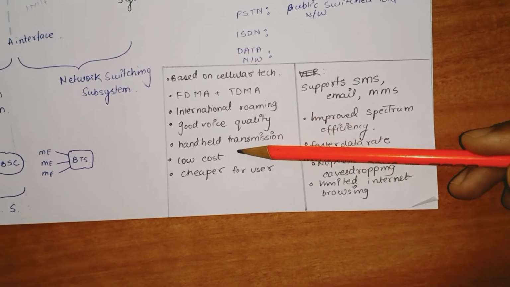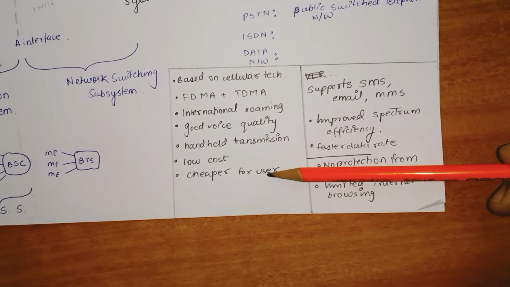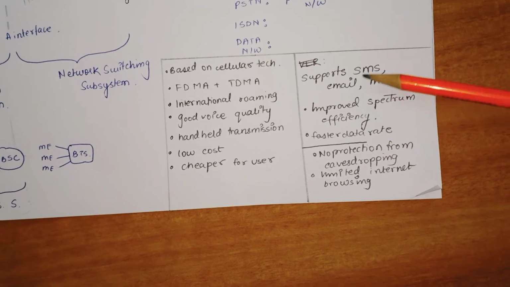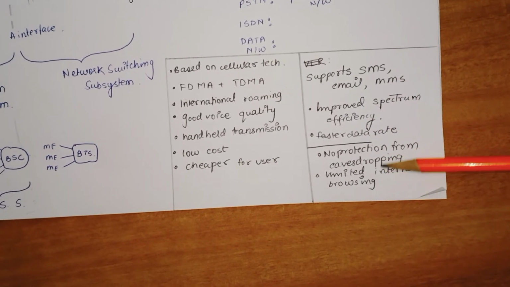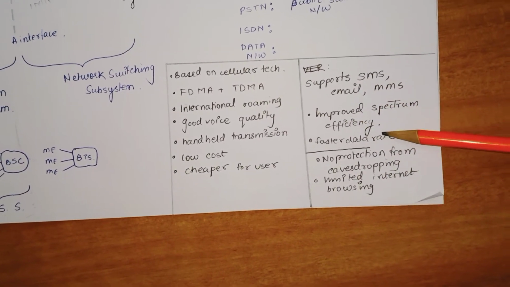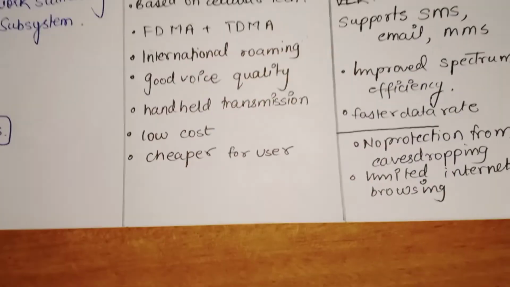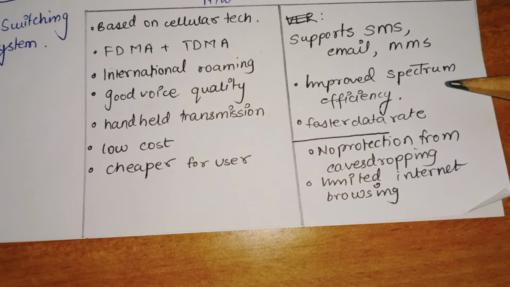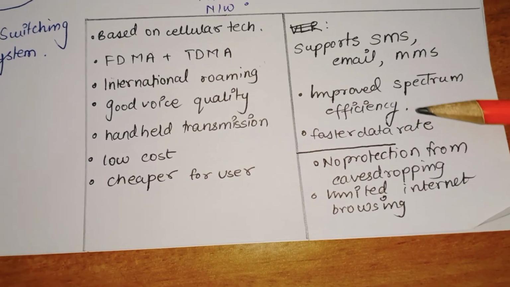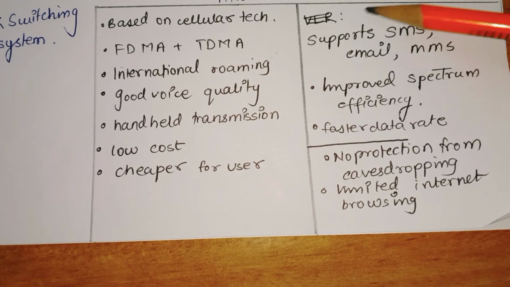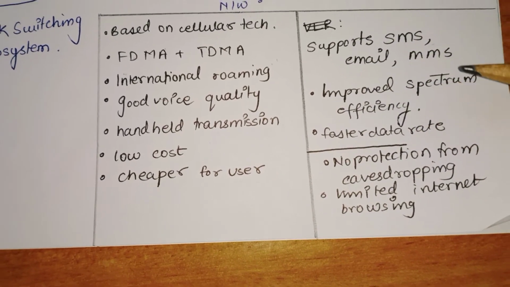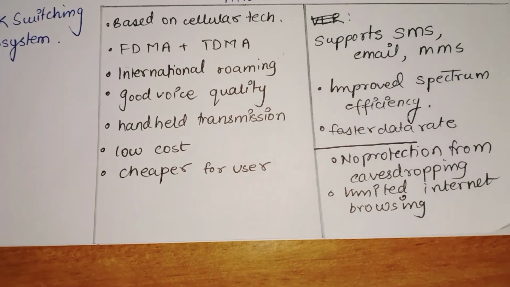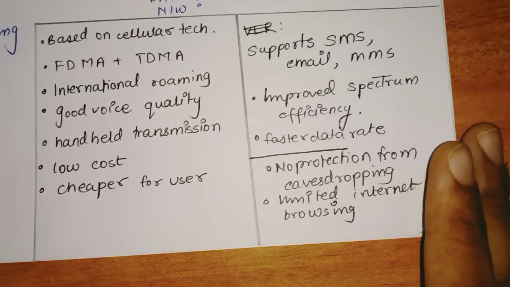It is low cost and consequently cheaper for the end user. It supports SMS, emails, MMS, but again, we will talk about the drawbacks here. It has improved spectrum efficiency. So you know this, right? Spectrum is of great importance in mobile communication, and there is always a shortage of spectrum. So this technology uses spectrum with good efficiency. It has a fast data rate. But again, there are some drawbacks.